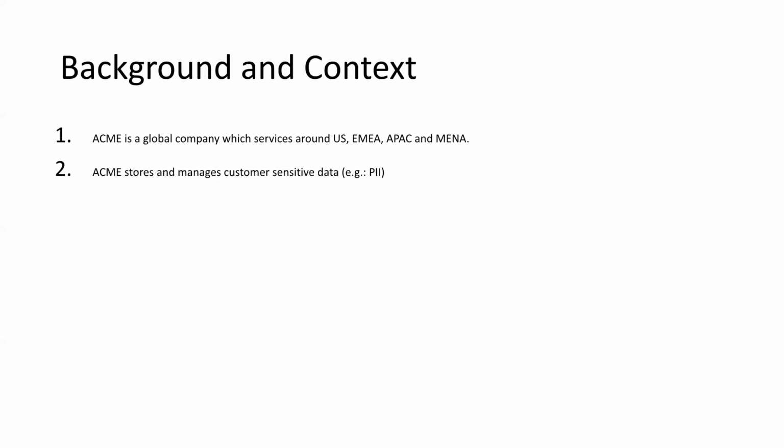So let's do some background or context, some role playing. I have a fictitious company called Acme. Acme is a global company which serves the US, EMEA, APAC, and MENA. As you can see, it's a globally owned company that operates around the world. Second, Acme stores and manages customer sensitive data. When I mean sensitive data, this could be personally identifiable information, or PII. This could range from your first name, your last name, your mobile number, your address, or your tax file number, or any attribute that's deemed to be sensitive.